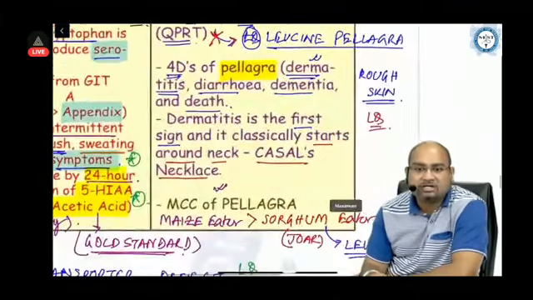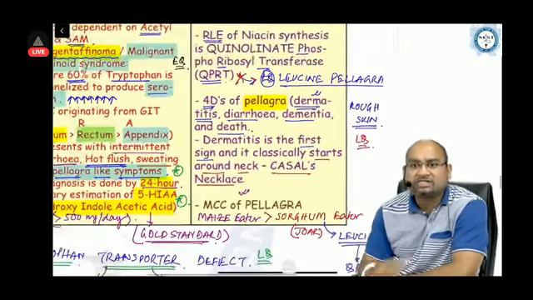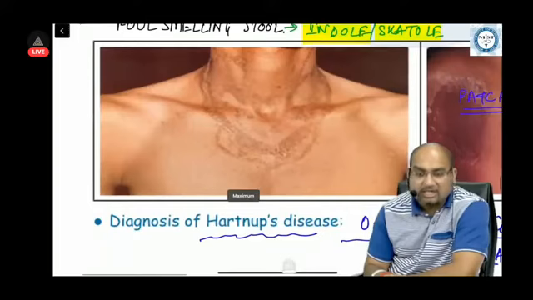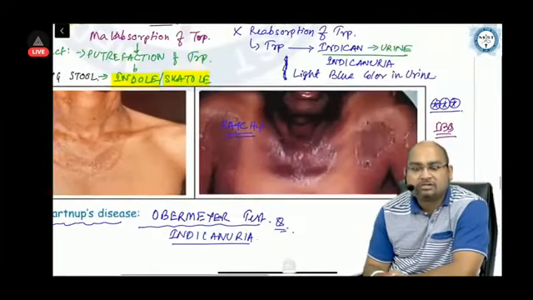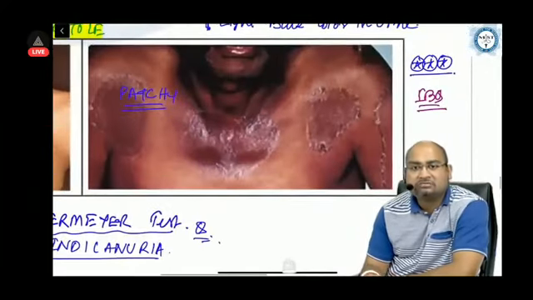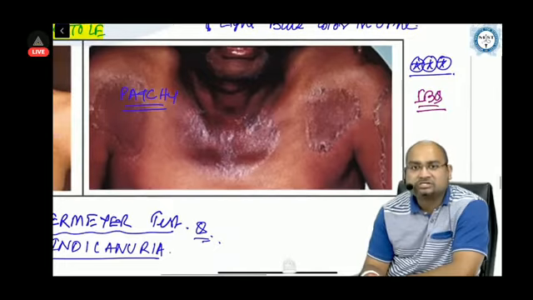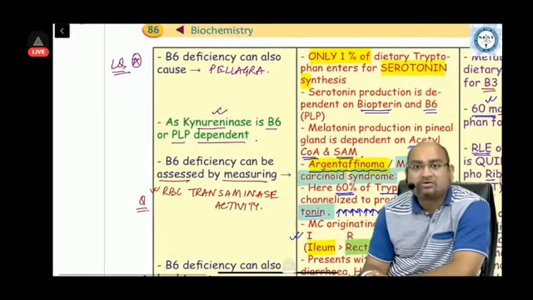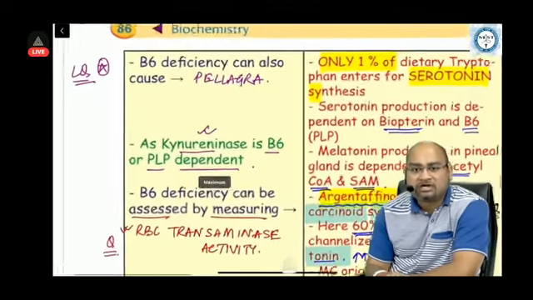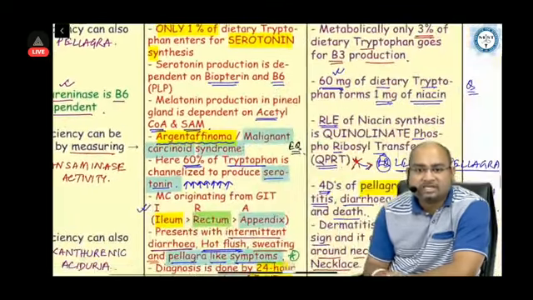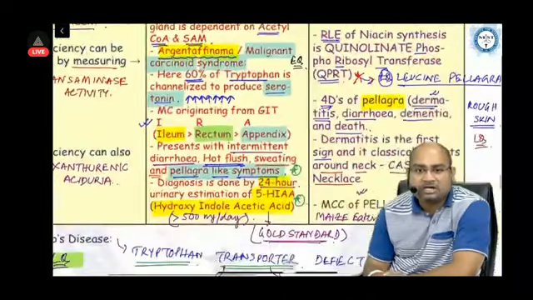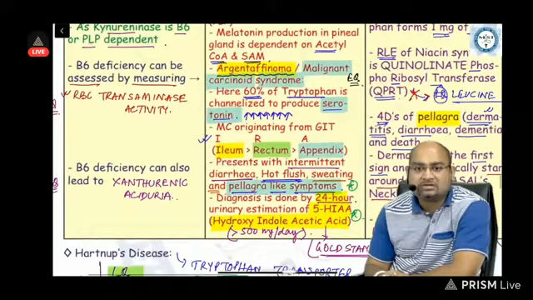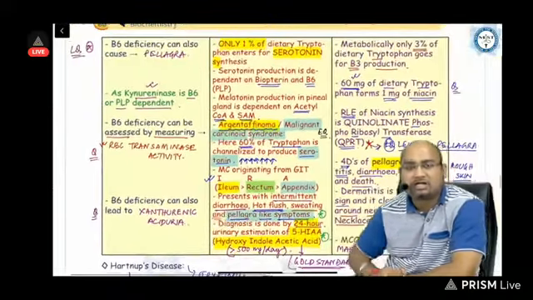The 4 Ds of pellagra, in which dermatitis is the first sign that starts around the neck. We call pellagra itself rough skin. This is the classical Casal's necklace image. However, most commonly they will give you this image and we have to mark the answer and choose the diagnosis as pellagra. However, we have also studied some other causes of pellagra. One of them is vitamin B6 deficiency. Second one is argentaffinoma. Third one, my dear friends, we have studied is Hartnup disease. These are the other 3 causes where we can also see pellagra.